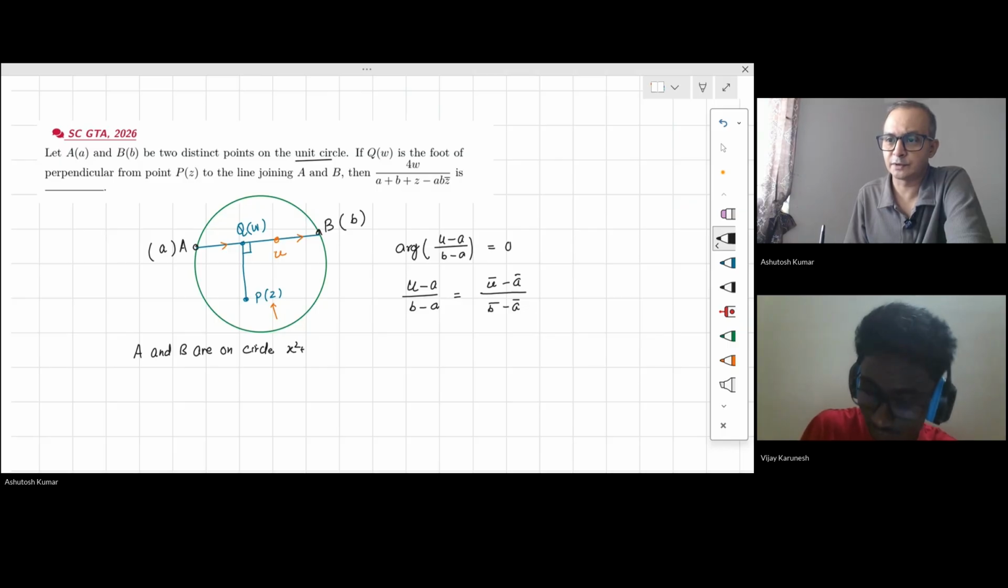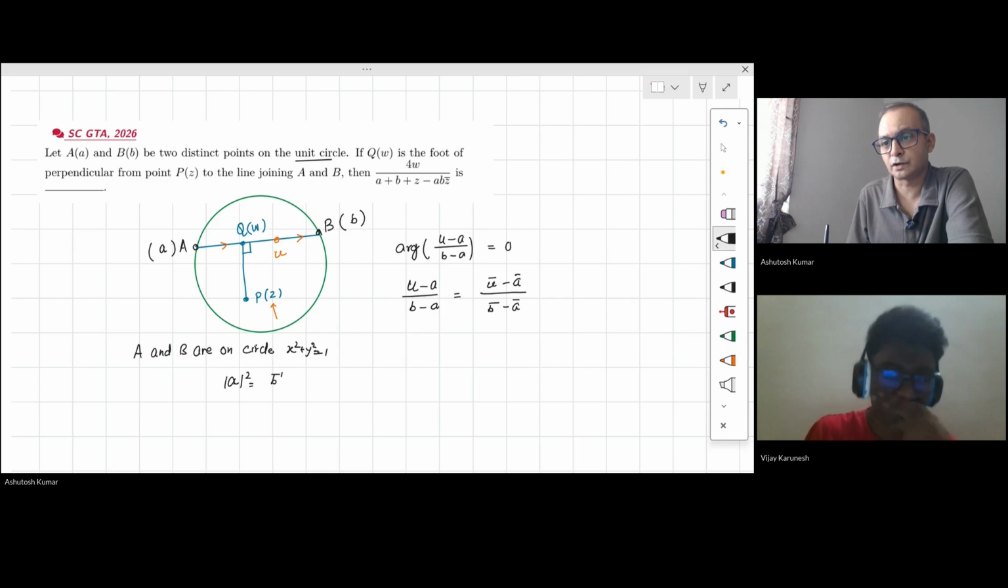Let's say x squared plus y squared is equal to 1. By the way, this Z is not that Z. You are taking any variable. So I can say that mod A square is also 1 and mod B square is also 1. It means A A bar is equal to 1 and B B bar is also 1.